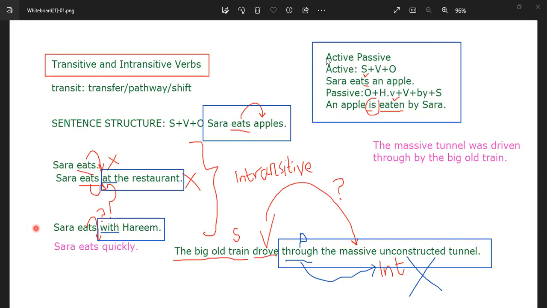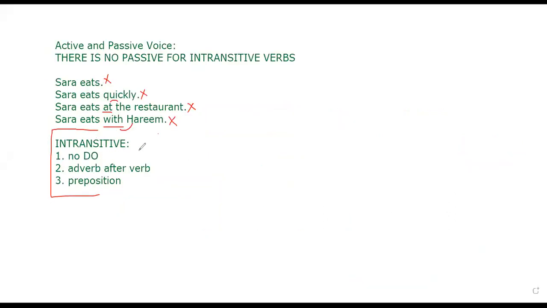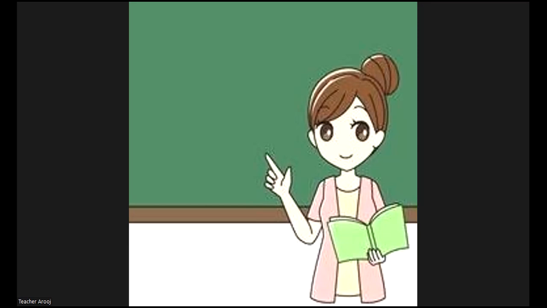Let's shift to the other whiteboard and revise that as well. Okay? There is no passive for intransitive verbs. Okay? So either there will be no direct object after them, or an adverb will come after the verb, or a preposition or prepositional phrase will follow. Okay? So I hope that this concept is clear. If it's not, again you can ask me. Okay? And if you guys want, we can go over some examples, rather let us do it. Okay, I'm not going to ask you, I'm just going to do it.